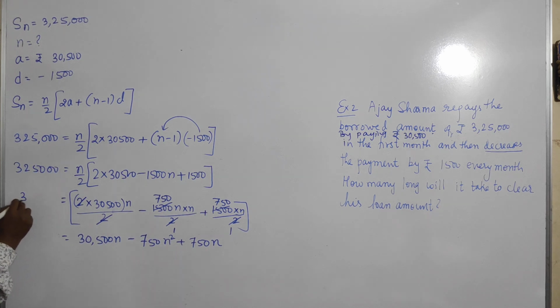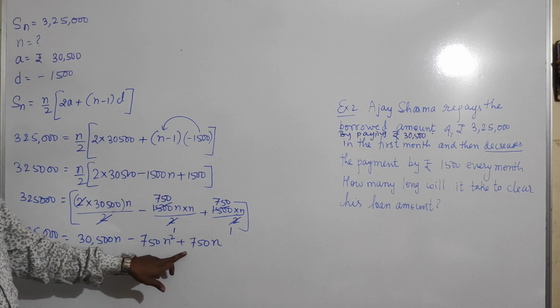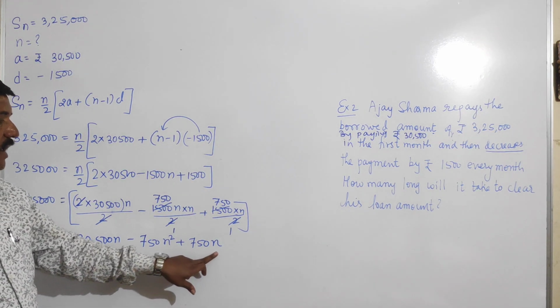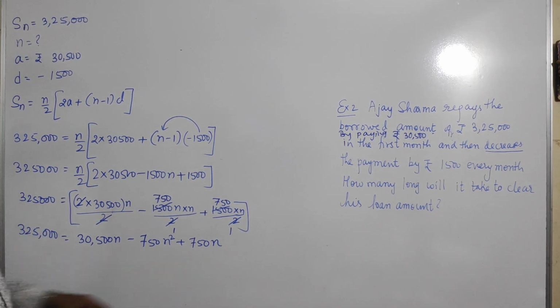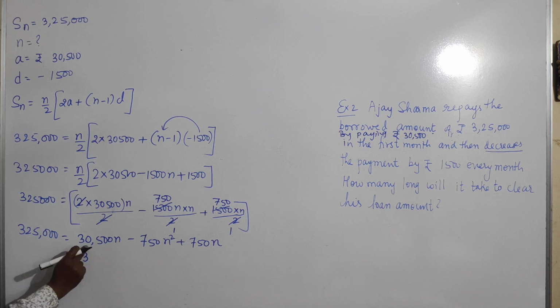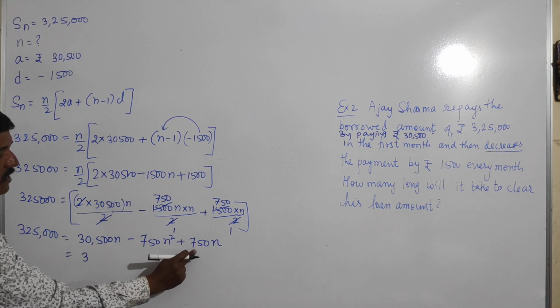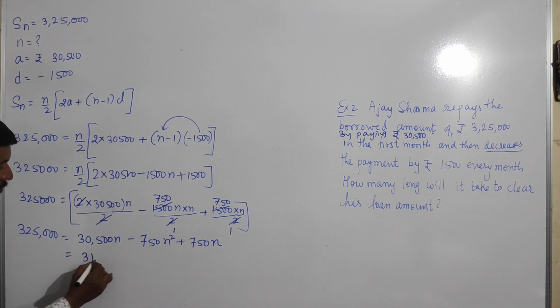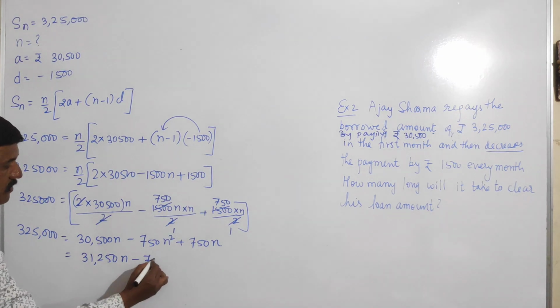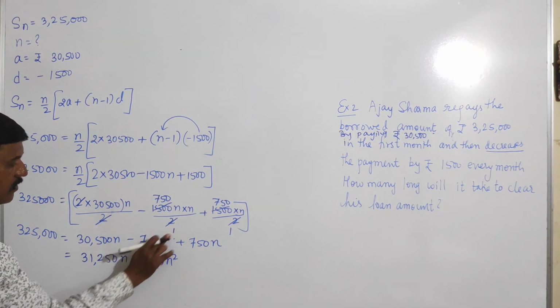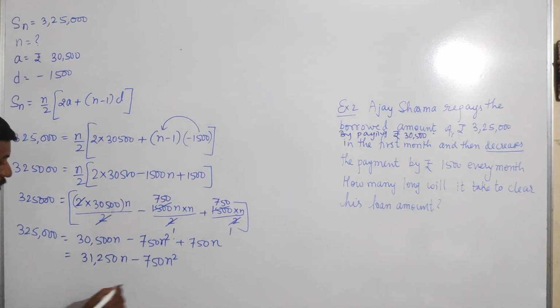3,25,000. Okay. Now 30,500n plus 750n. You have to add the like terms. What do we have to do? Arrange the like terms. So 30,500 plus 750n, how much will it be? 31,250n minus 750n squared. What will this be? n squared.